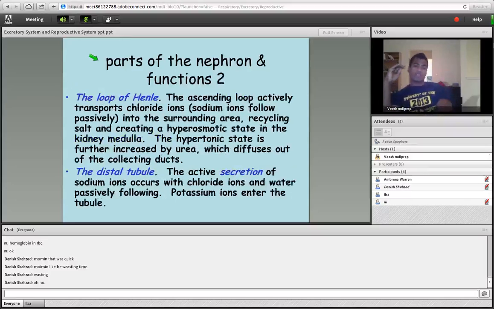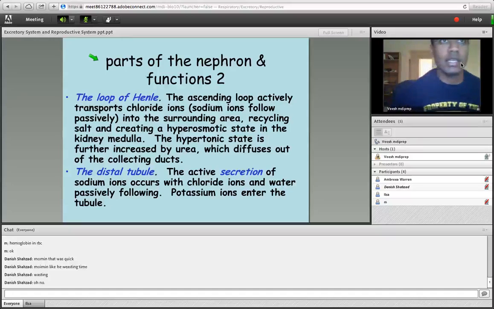In the loop of Henle, there's two different loops. There's the ascending loop and the descending loop. And the ascending loop actively transports chloride molecules. Sorry, where was I? Yeah, it transports chloride molecules in the form of NaCl into the surrounding area, and it recycles salt and creates the hyperosmotic state in the kidney medulla. And this hypertonic state is further increased by urea, which diffuses out of the collecting duct.